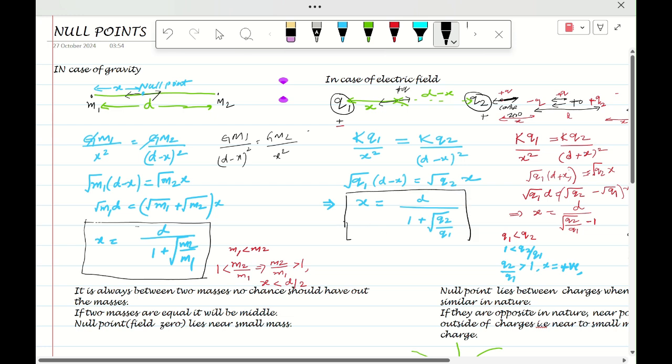Now similarly, suppose q1 is less than q2, then 1 is less than q2 by q1, that means q2 by q1 is greater than 1.